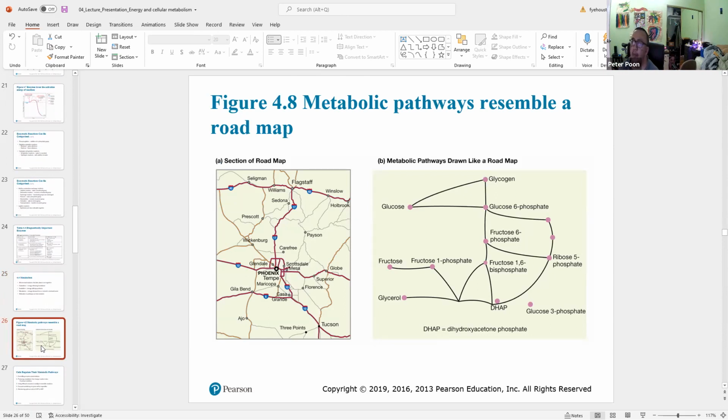Metabolic pathways resemble a roadmap. So this is what metabolic pathways actually really kind of look like.